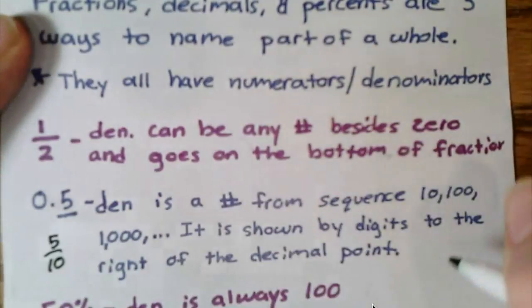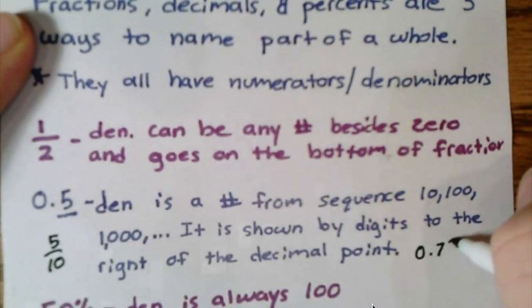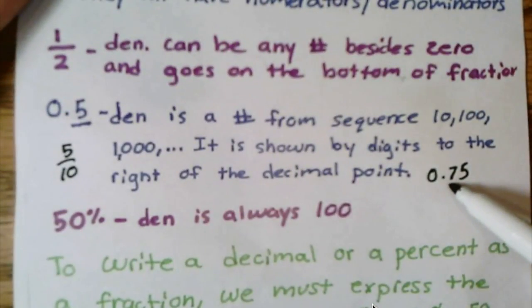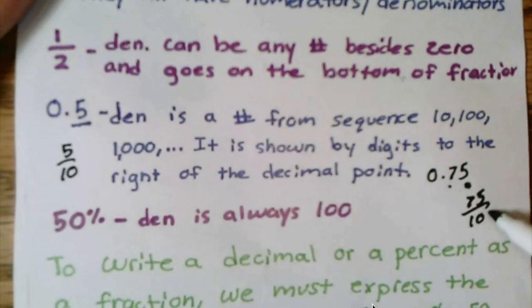If I did 0.75, then in this case, the denominator would be 100 because the last number is in the hundreds spot. So this would be 75 over 100. Okay, if it was this number, then what do you think the denominator would be? Good, 1,000, because it's in the thousands spot. Tens, hundreds, thousands. Well, tenths, hundredths, thousandths.